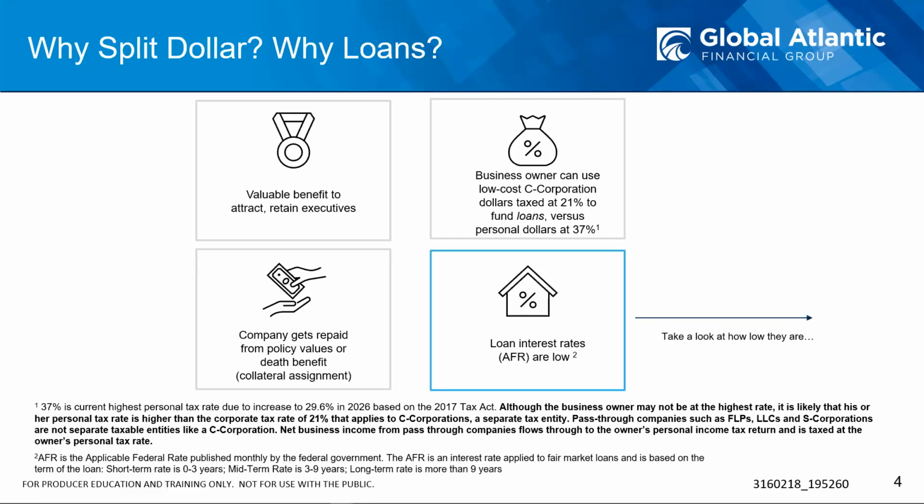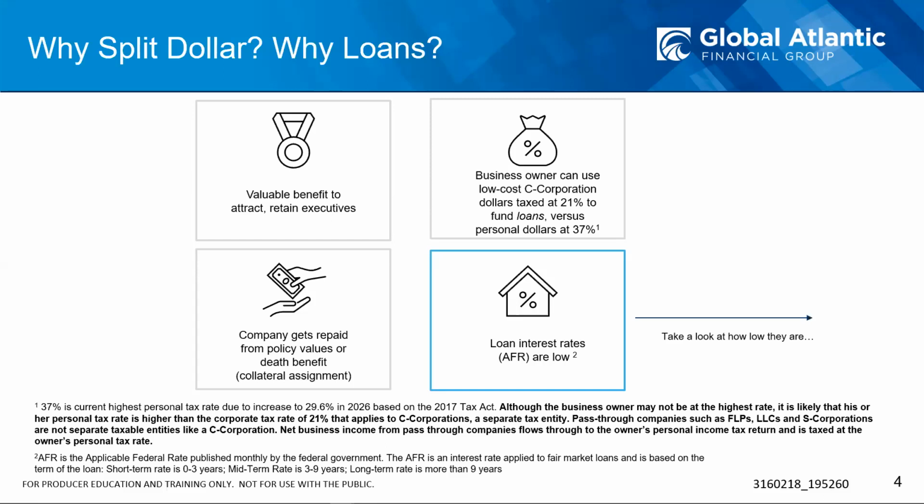So there's a lot of liquidity inside of corporations, and there's issues that come with that. There's excess accumulated earnings tax if the business accumulates too much in retained earnings. So life insurance, split dollar, is a very important planning tool now because of the low corporate income tax rates.